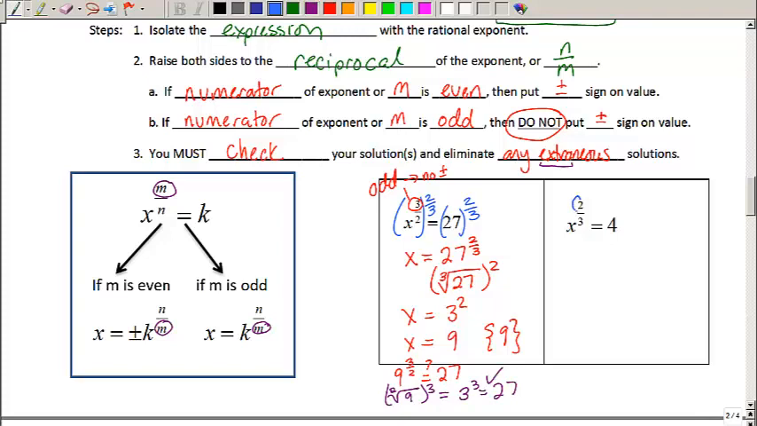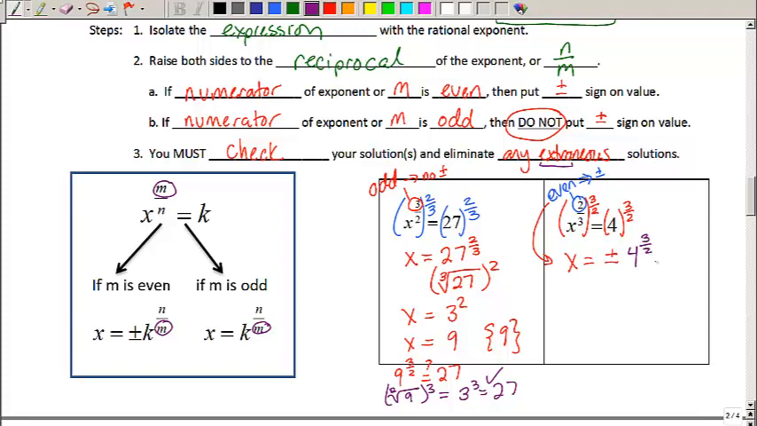On the next problem, even before I start the problem, I can look at the numerator of the exponent and identify that this numerator is even. And because the numerator is even, that tells me I will have a plus or minus in this problem. So when I raise both sides to the reciprocal, in this case 3/2, I'm left with x to the invisible 1, I'm not going to write the invisible 1, equals plus or minus. You have to put the plus or minus in the immediately next step. Some people try to put the plus or minus at the end of the whole problem, which can often cause mistakes. X equals plus or minus, in the next step, 4 to the 3/2.